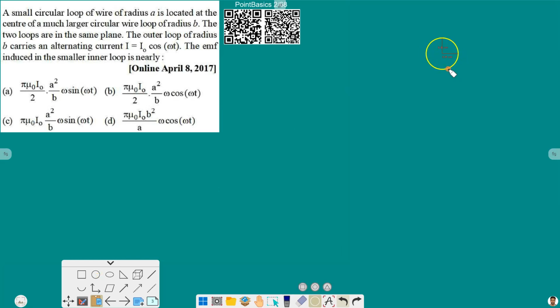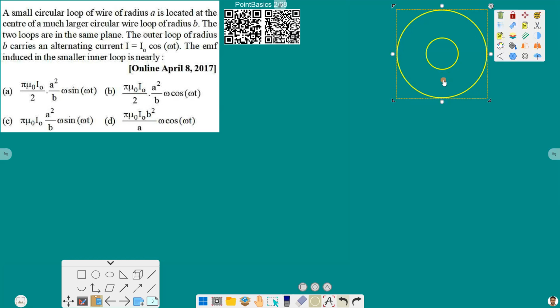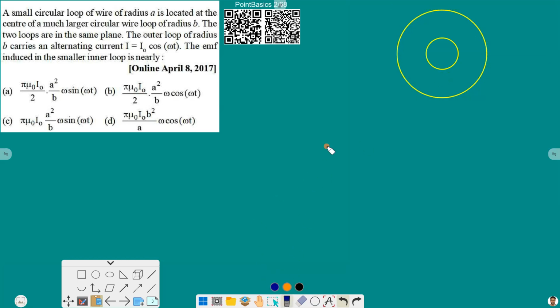Suppose this is the first loop, the smaller loop, and this is the bigger loop here. We have been given radii: the radius of the smaller loop is A and the radius of the bigger loop is B, and we have a current in the outer loop. This current will keep on changing direction, as it is a varying current.